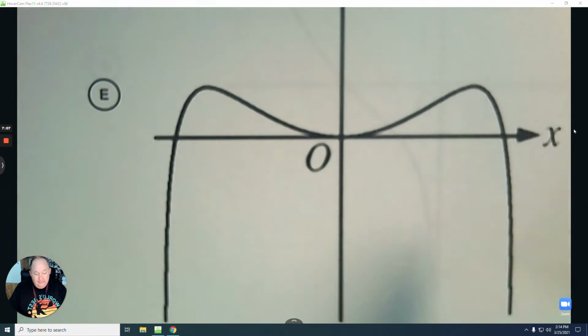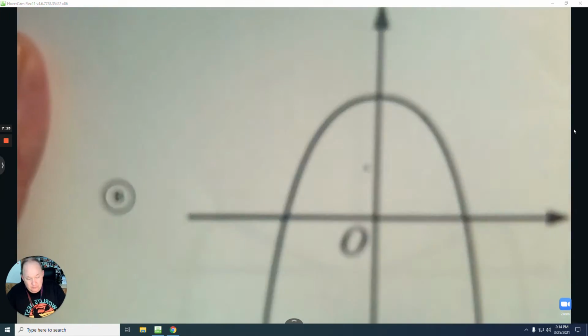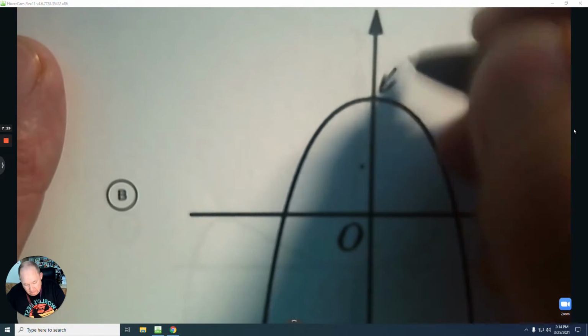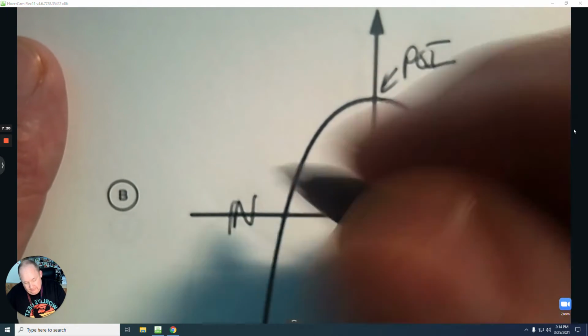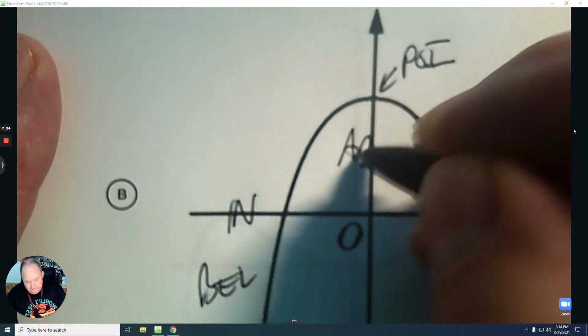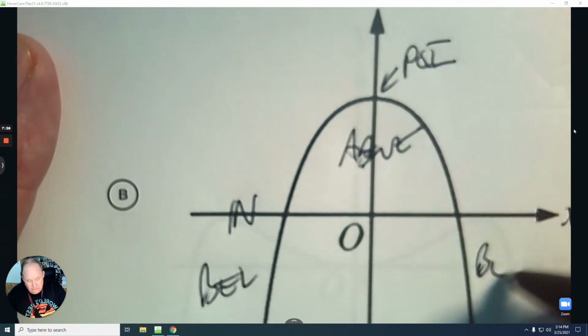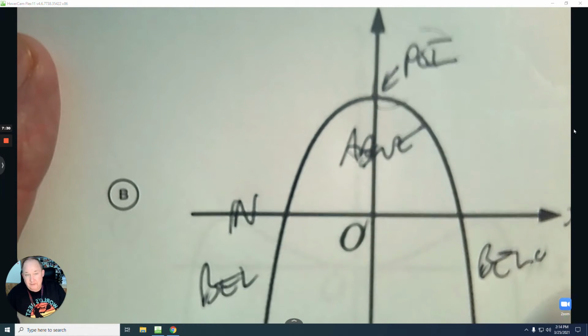But it has that right here. It has that point of inflection there. So the one that would match it, and there's a point of inflection right here, there needs to be a point of inflection as well. So this is below, and then above, and then below, and then at 0, do we have a concavity change?